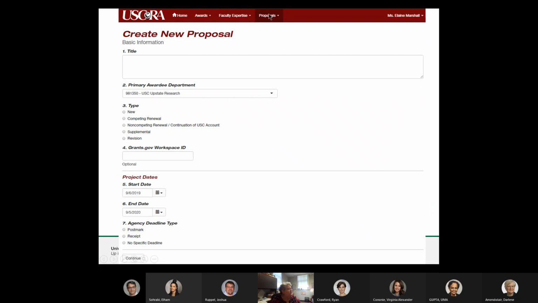And what I did here was click on this proposal and select Create New Proposal. So that's what you'll be doing if you are setting up a new proposal, and then it tells you the information. So you fill in your title. Is this a new proposal, or is it a supplement or a revision to something that was previously submitted? Remember I said that we submit some proposals through Grants.gov. So if you are doing that, you will have a Grants.gov workspace ID, and you'll enter that here. The starting and ending dates for the project, and then what's the deadline date? When does it have to be to the funding source?